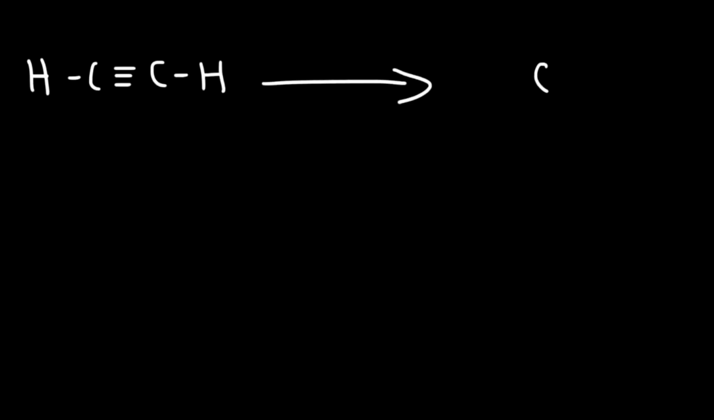Now sometimes you need to determine the reagents to use in order to make a certain product. So for instance, let's say we're starting with acetylene. What reagents do we need in order to make this product? So let's say we want to make a cis alkene that looks like this. What do we need to do?